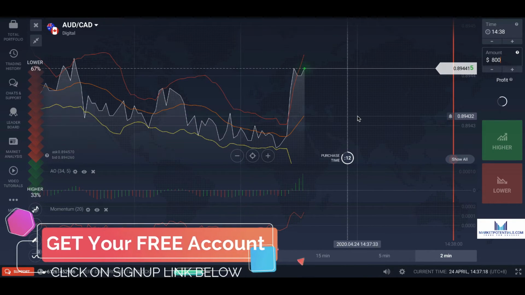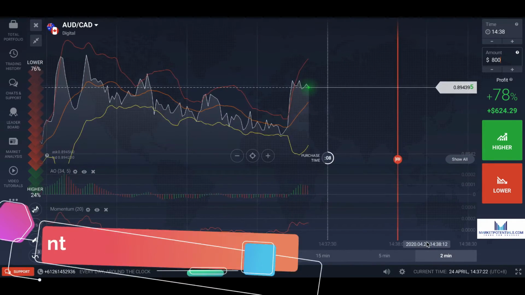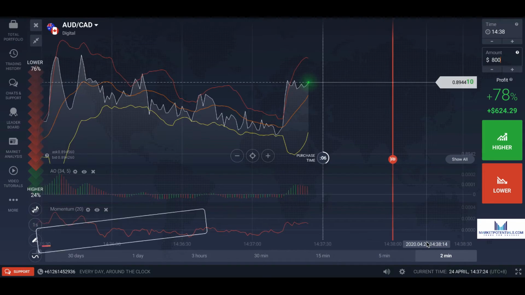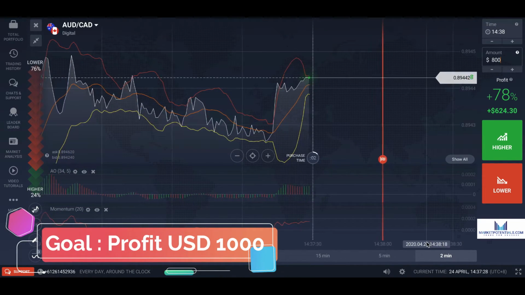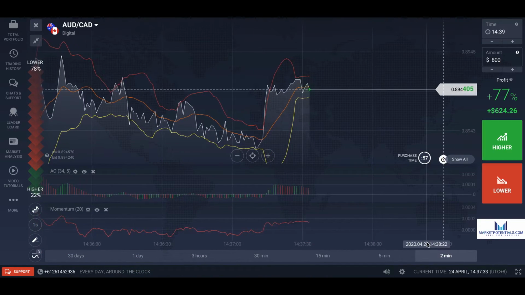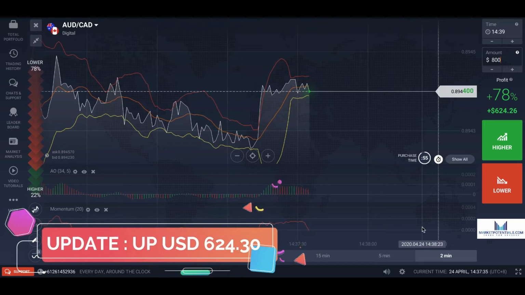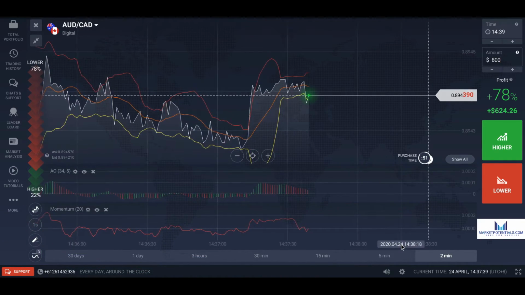Before I forget to mention to you guys, the objective of today's trade is going to be to earn $1,000. Yeah, I said that right. $1,000 in profit is the objective. And as I speak to you right now, we are up $624. So pretty good start, more than halfway there, but let's see how we go along.